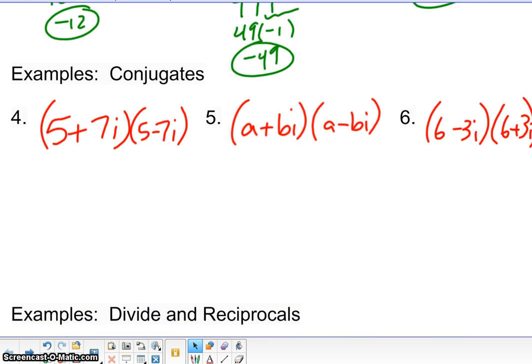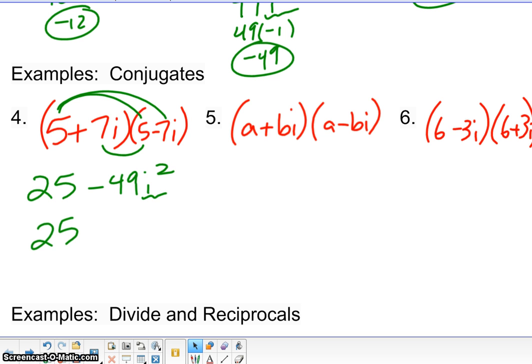Okay, let's do the conjugates. All the conjugates, if you remember, will always be difference of two squares. So the insides and outsides will cancel out. 5 times 5 is 25. Outsides, insides, you get negative 35i and positive 35i, gone. Negative 49i squared, which then i squared is negative 1, which makes that a positive 49, for a final answer of 74. Okay, go ahead and push pause and do number 5.